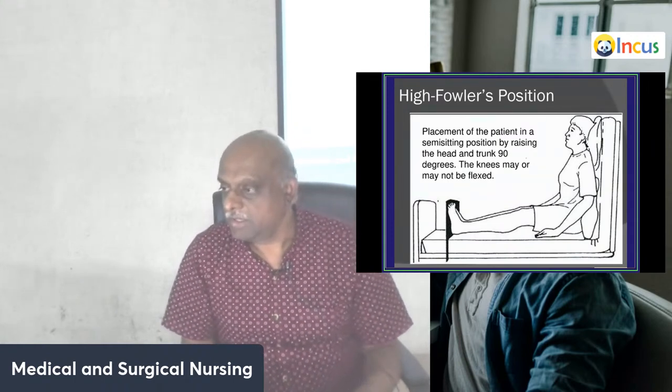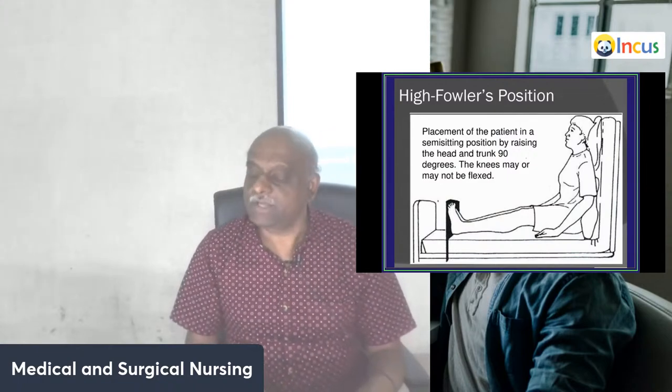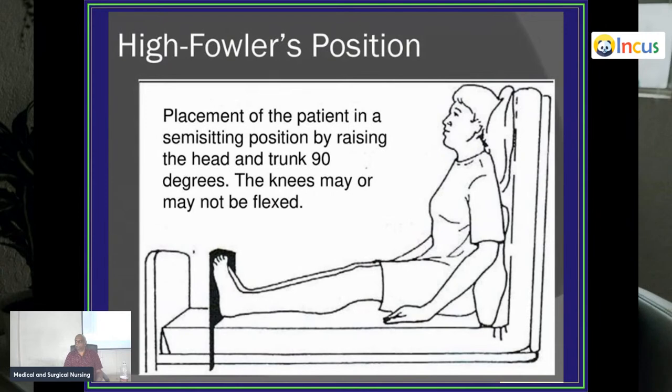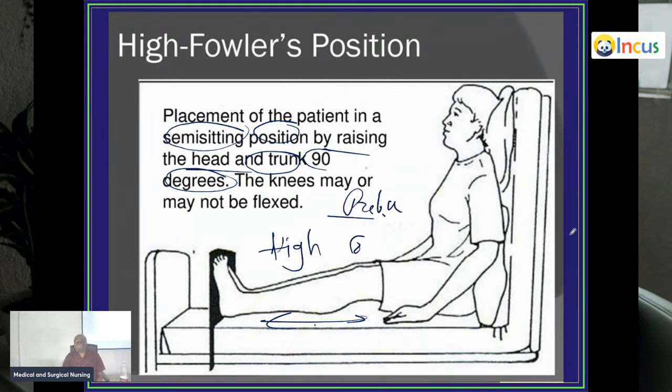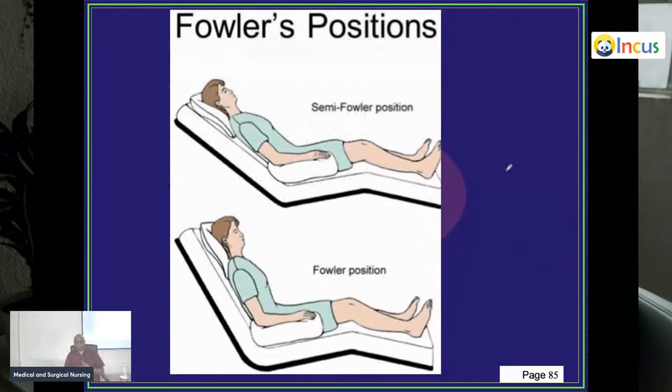So sister, what is a Fowler and semi-Fowler position? If you place the patient in a semi-sitting position, by raising the head and trunk 90 degrees, you can still keep the knees extended. This is called high Fowler. So whenever pulmonary edema is there, always raise the head end of the bed. I mean, sitting position. This is called semi Fowler.